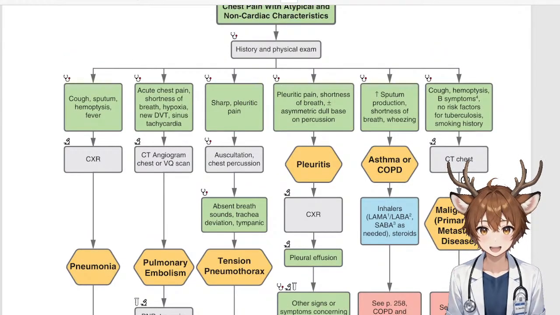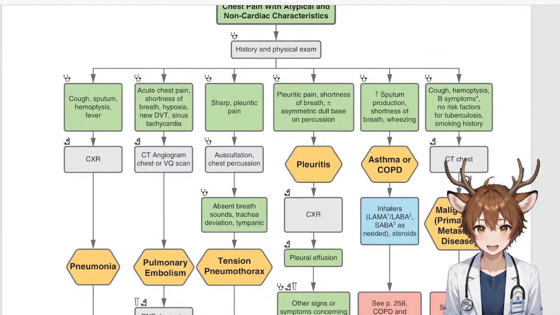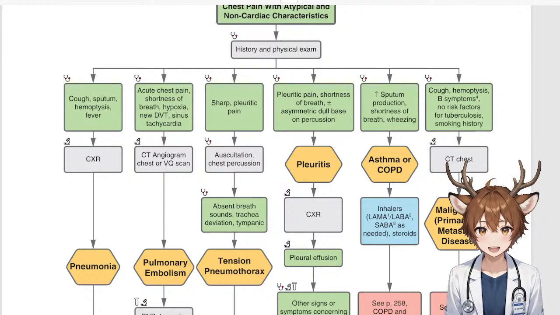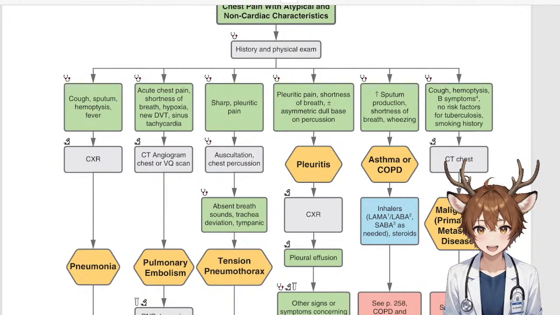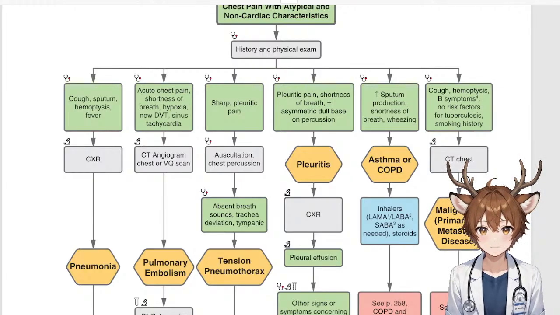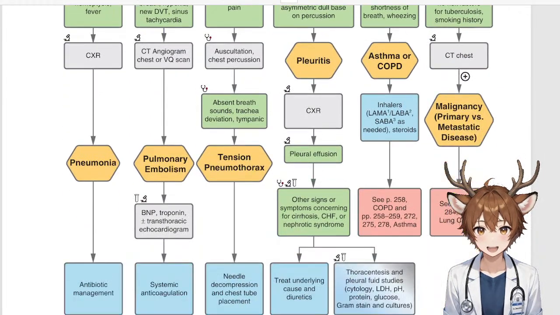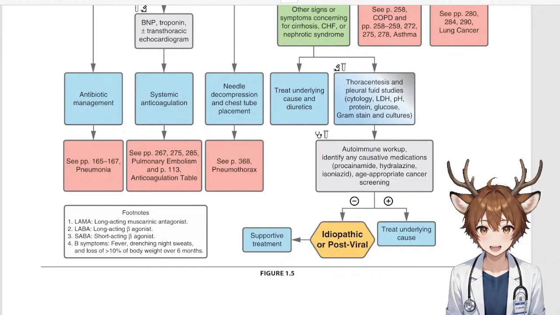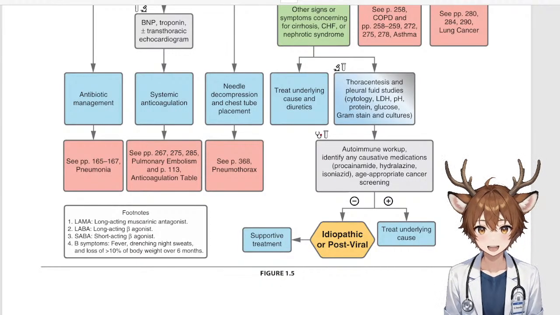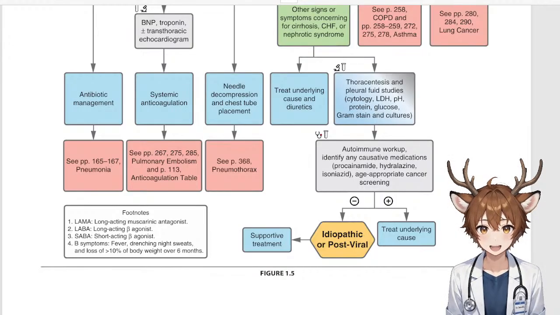What about we have elevated sputum production, that makes more sense, shortness of breath, and wheezing. It's either asthma or COPD. Treated with inhalers, LAMA, LABA, SABA as needed, steroids. So those are LAMA, long-acting muscarinic antagonist. LABA, long-acting beta agonist. SABA, short-acting beta agonist.